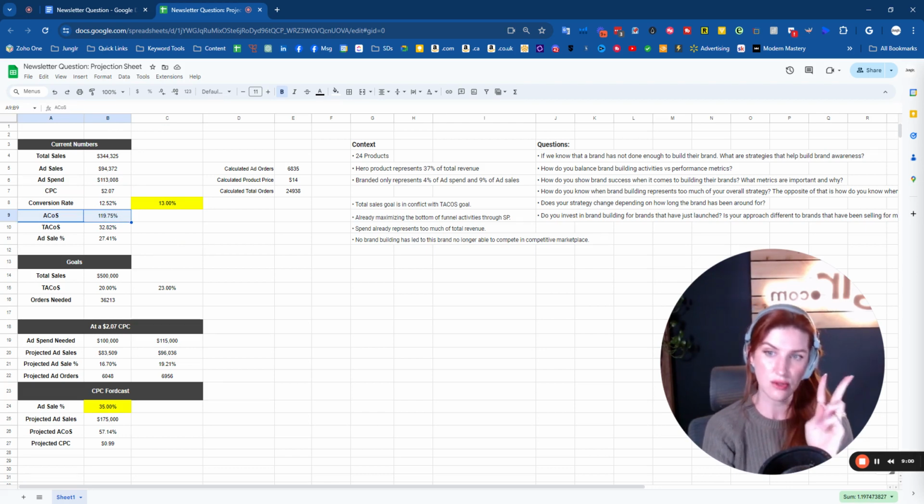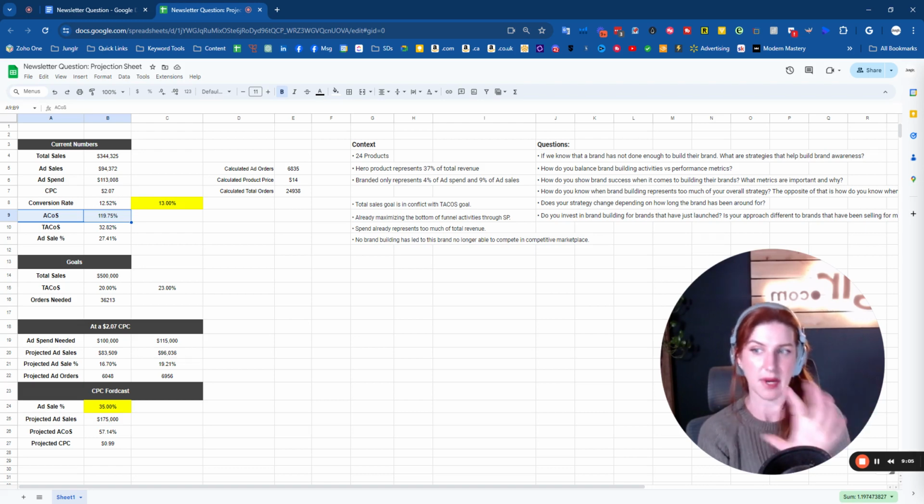And there's two reasons potentially for this. The way you can think about ACoS, and in some ways total ACoS as well, is it's a function of your cost per clicks, your conversion rates, and your price points.